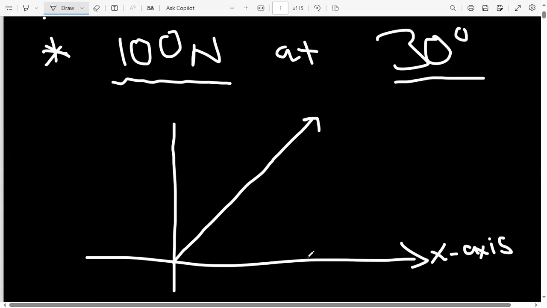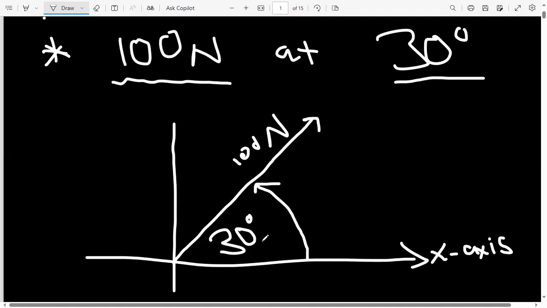So it means from 0 here, I've gone and I've reached 30 degrees, like this. So this is my 100 newtons at 30 degrees. Don't add Celsius. We're not dealing with temperature. We're just dealing with direction, we're dealing with angles. So it's important to know that all the angles, when we're dealing with vectors, are always read from the positive x-axis.